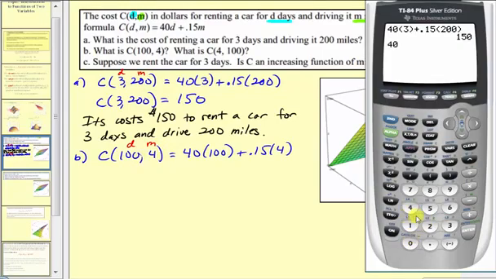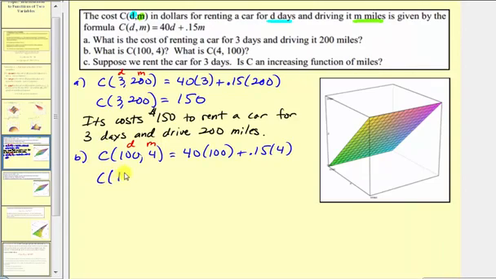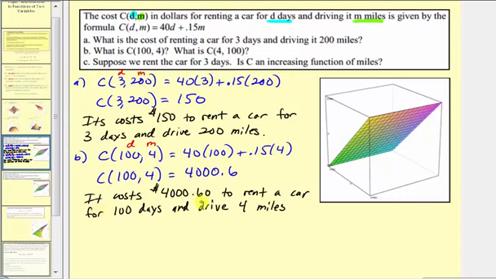So 40 times 100 plus 0.15 times 4 is equal to 4,000.6. So we have C of 100 comma 4 equals 4,000.6, which represents $4,000.60, which is the cost of renting a car for 100 days and driving 4 miles. So obviously this isn't very practical, but that's what this function value means.